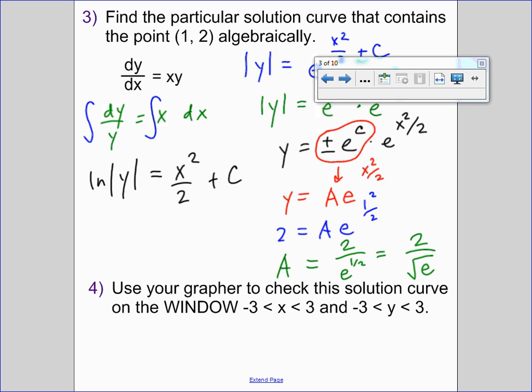All right, let's go ahead and rewrite that. Whenever we did the substitution, which was right here, to pin down that constant, we need to rewrite that line to get our particular solution. So we still need to rewrite y equals a, which is 2 over root e, to the x squared over 2.